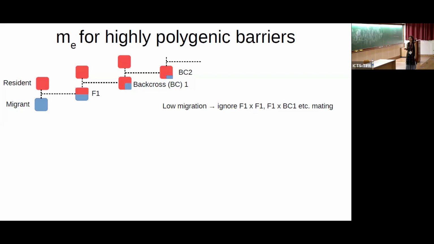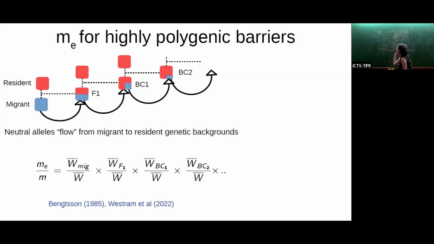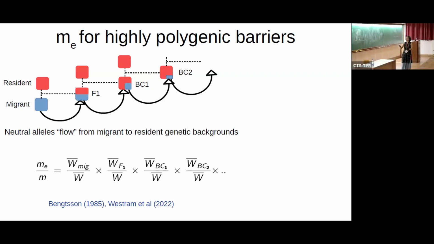So if we now think of any focal allele on the genome, and this allele is far from these selected loci, we can ask what is the fate of this allele? How is it transferred? What's the probability that it comes in on this migrant genome, but will eventually end up in one of these red genomes, one of the resident genomes? So we want to basically ask what's the probability that it flows from this background to this background to this background. Yeah?